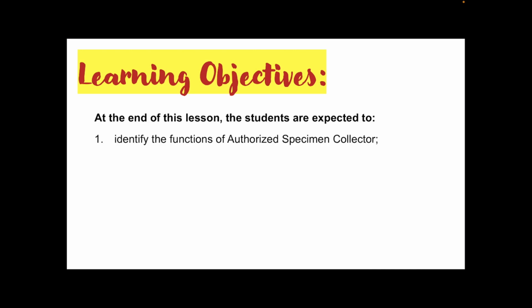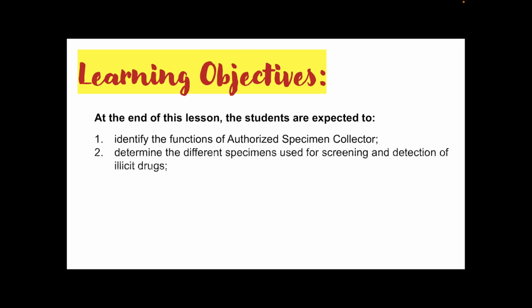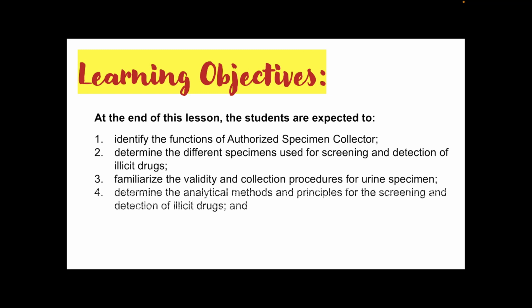For the learning objectives, at the end of this lesson, the students are expected to identify the functions of ASC, or Authorized Specimen Collector, determine the different specimens used for screening and detection of illicit drugs, familiarize the validity and collection procedures for urine specimen, determine the analytical methods and principles for the screening and detection of illicit drugs, and lastly, identify the system features and key functions of IDTOMIS.